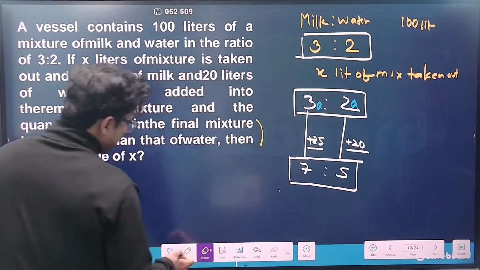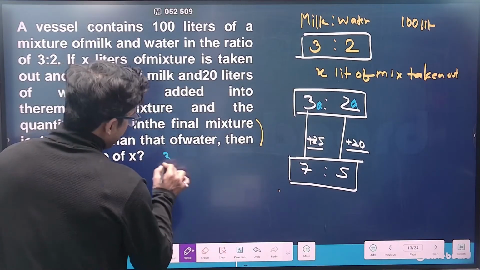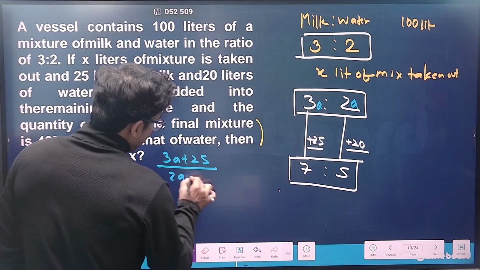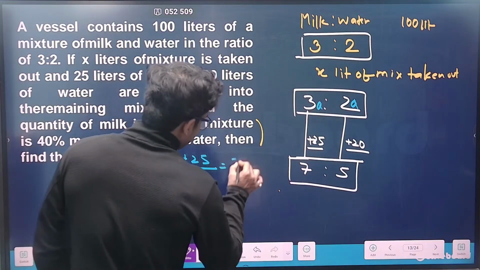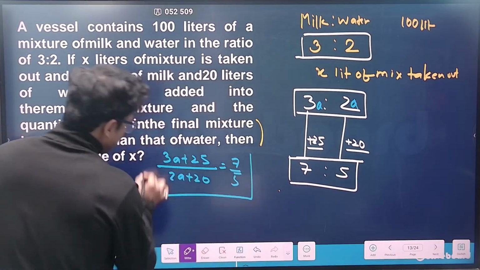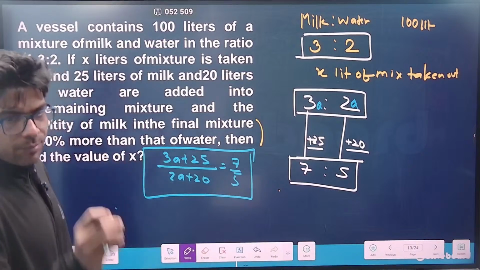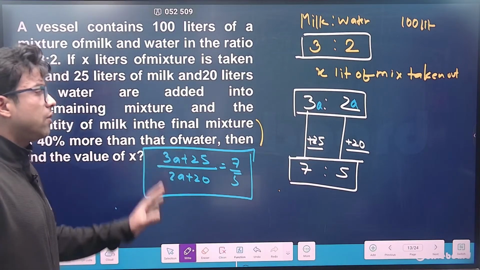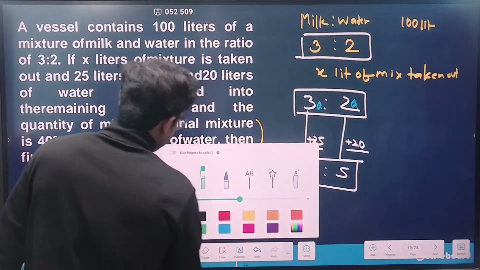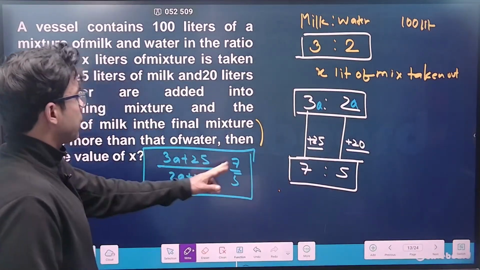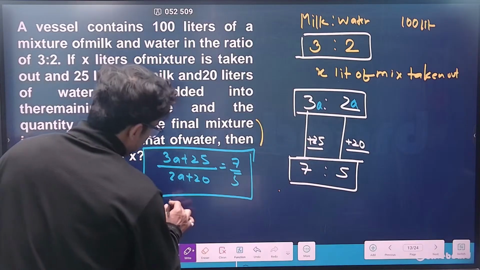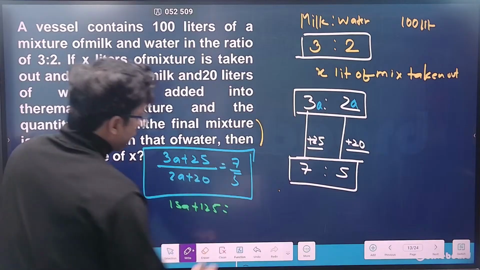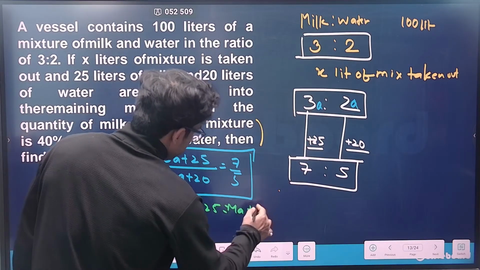See, the equation I can make right now is (3a + 25) divided by (2a + 20) is equal to 7 by 5, correct? This is the equation I can make right now. The important part is that I need to figure out the value of a, at any cost. So how can I figure out the value of a? First of all, 15a plus 125 is equal to 14a plus 140.